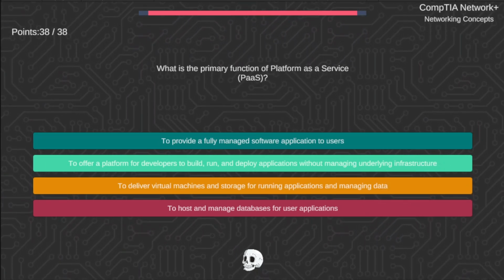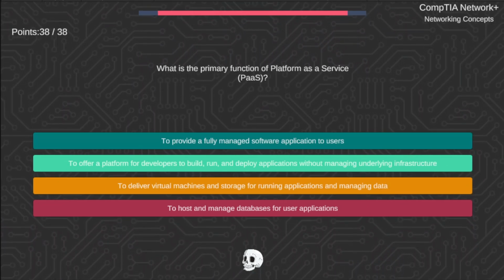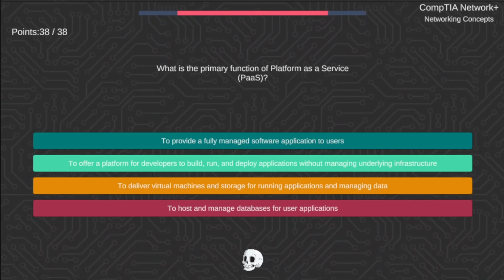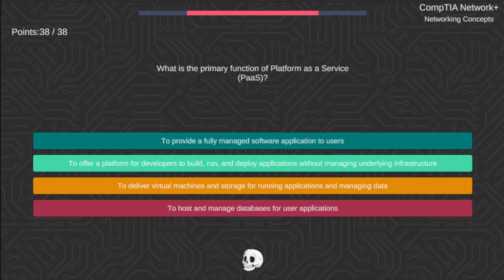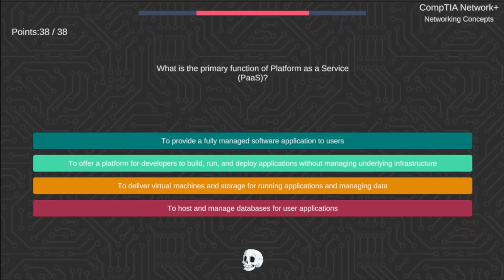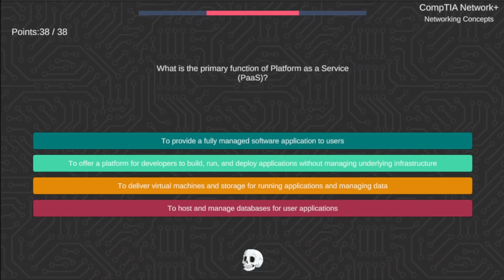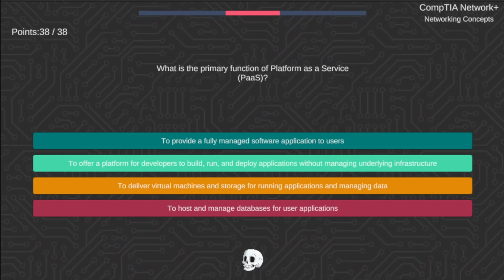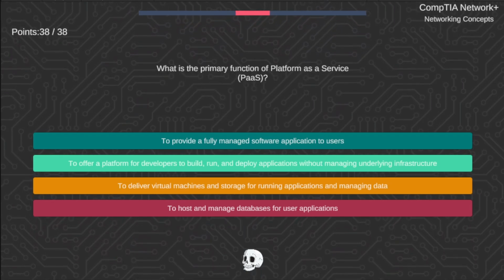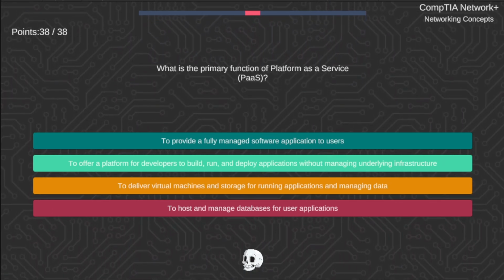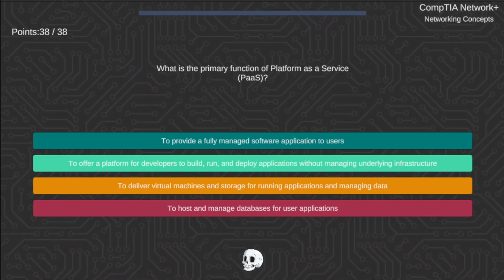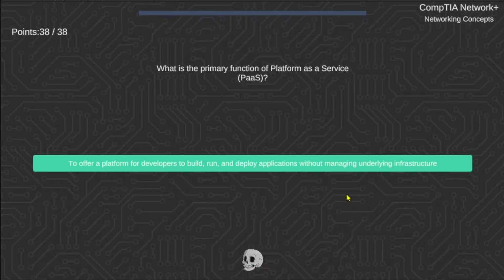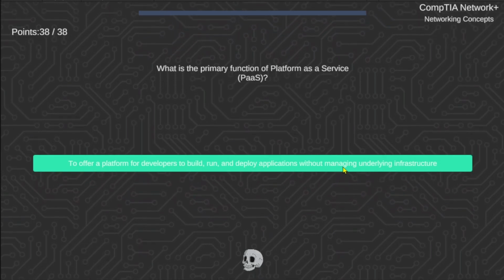What is the primary function of platform as a service, PaaS? To provide a fully managed software application to users, to offer a platform for developers to build, run, and deploy applications without managing underlying infrastructure, to deliver virtual machines and storage for running applications and managing data, or to host and manage databases for user applications. Platform as a service, PaaS. Correct answer is to offer a platform for developers to build, run, and deploy applications without managing underlying infrastructure.